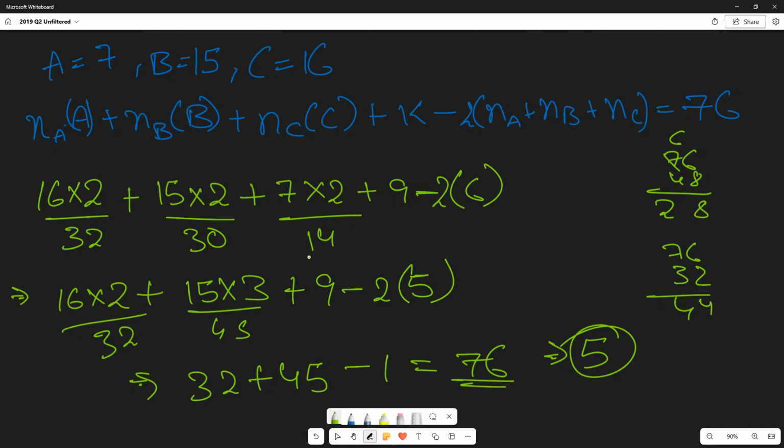K minus 2 times of n of a plus n of b plus n of c. Why is it 2 times of n of a plus n of b plus n of c? See, K minus n of a plus n of b plus n of c is the remaining number of germs. Why are we again removing the germs which are already dividing?